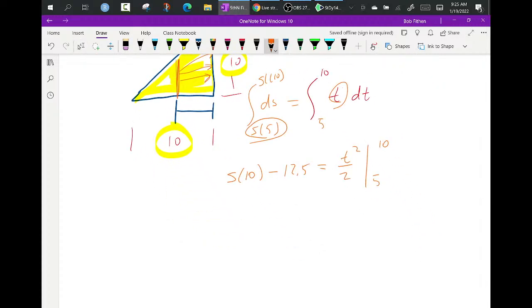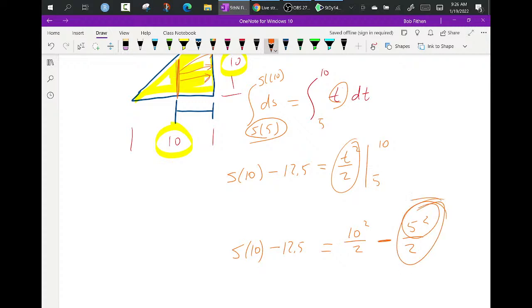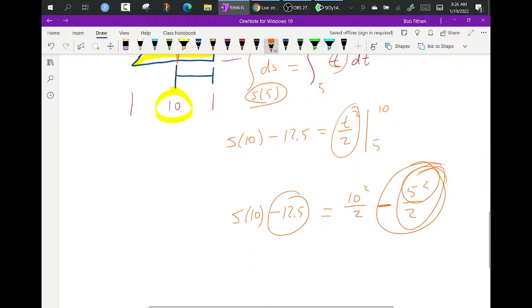Now, if I take this, t squared, what am I doing? 10 squared over 2 minus 5 squared over 2. Now, what happened here? This is 25 divided by 2, 12.5. So this number and this number cancel out. You get back that S at 10 is equal to, I never figured that out, 100 divided by 2, or 50.